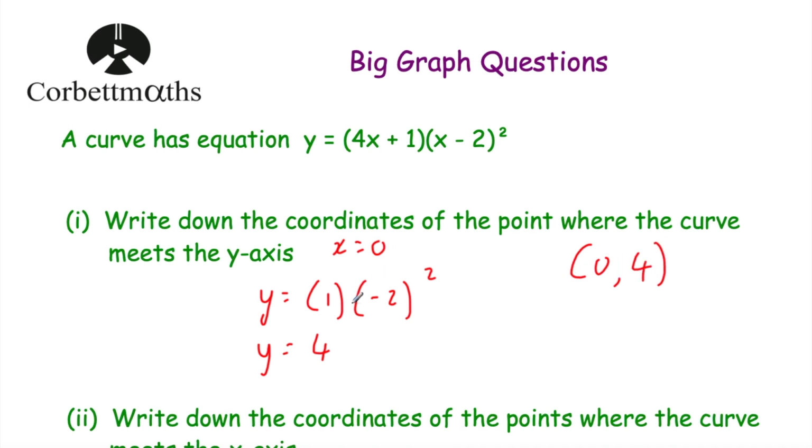Also remember that the GCSE Further Maths paper is a calculator paper, so you can just type this into your calculator. You can put in 0 and just work that out, and you'll get that's equal to 4. So the coordinates of the point where the curve crosses the y-axis is (0, 4). That's the y-intercept, (0, 4). Okay, let's look at part 2.